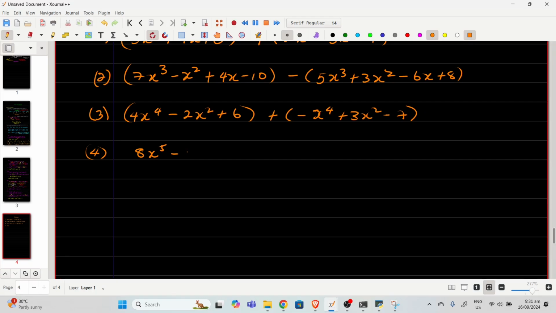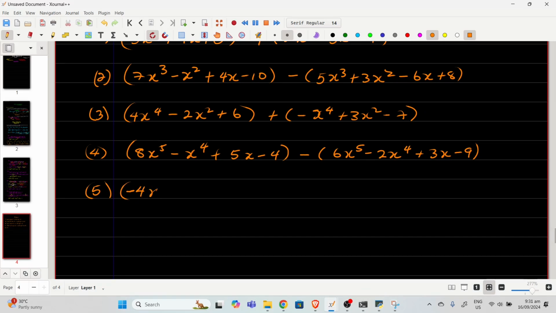Then the fourth one, let's say you have 8x to the fifth minus x to the fourth plus 5x minus 4, and we're going to subtract from it 6x to the fifth minus 2x to the fourth plus 3x minus 9. And then the fifth one, last one, we're going to say negative 4x cubed plus 7x squared minus x plus 3, and we're adding that to, let's say, 5x cubed minus 9x squared plus 4x minus 6.